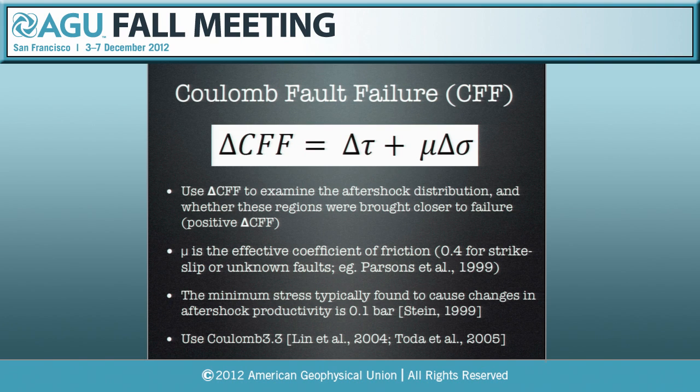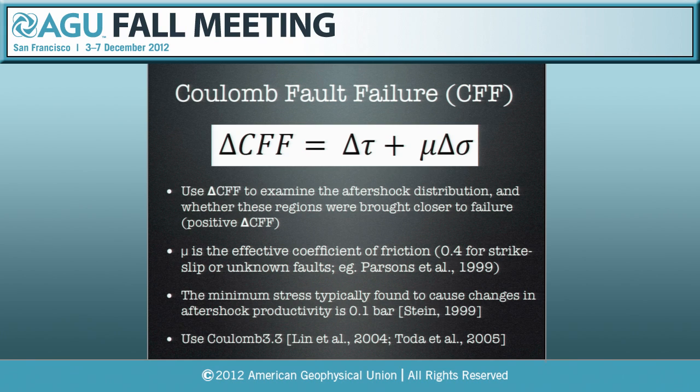So we can use the Coulomb fault failure criterion to examine the aftershock distribution and to try to understand whether these regions were brought closer to failure or have a positive change in the Coulomb fault failure. Mu is the effective coefficient of friction, and here we use 0.4. It usually ranges between 0 to 0.8, but 0.4 is for strike slip or unknown faults, and this term is based primarily on work by Parsons and others in 1999.